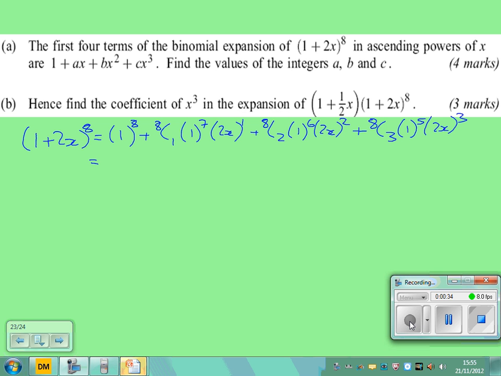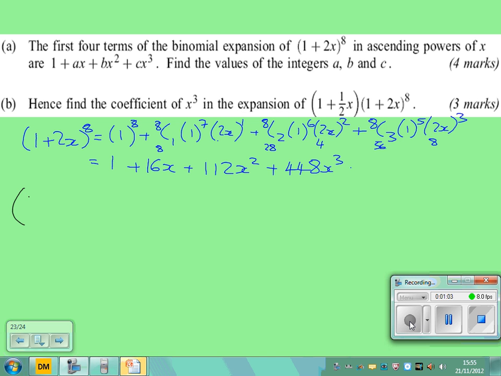Working these things out then, well, that's 1. This is 8, and 8 times 2 is 16. And then 8 choose 2 on the calculator, that's 28. And we've got to times that by 4. 28 times 4 is 112x squared. This thing here is 56, and we've got 56 times 8 there, which is 448x cubed. We don't need to go any further. It does go further, but it doesn't ask us to go any further.